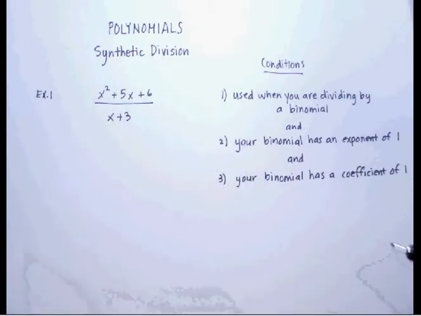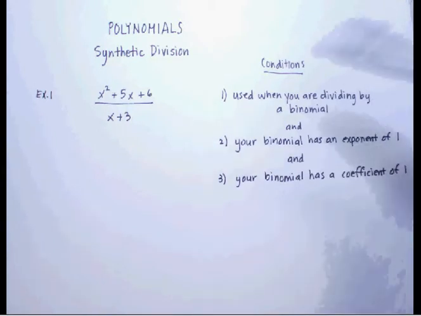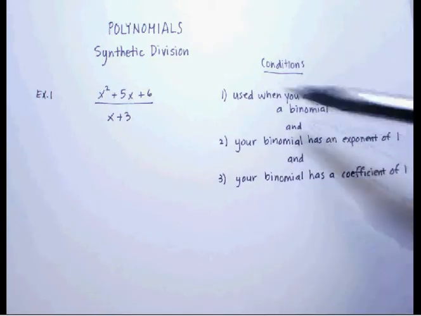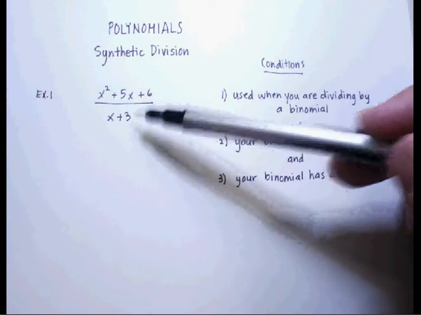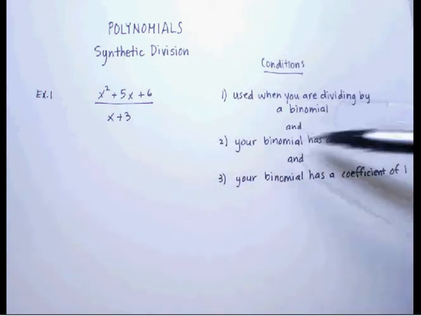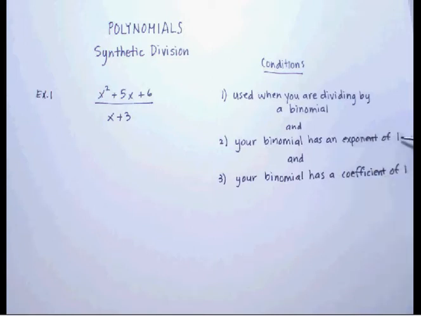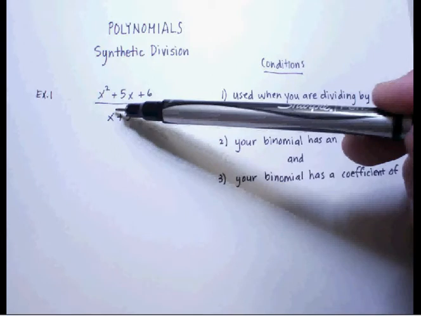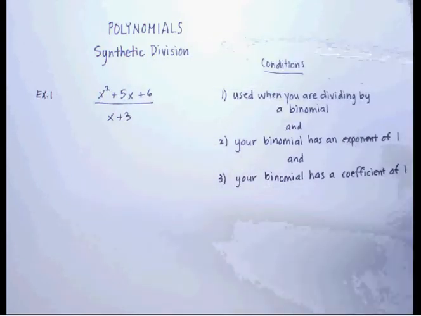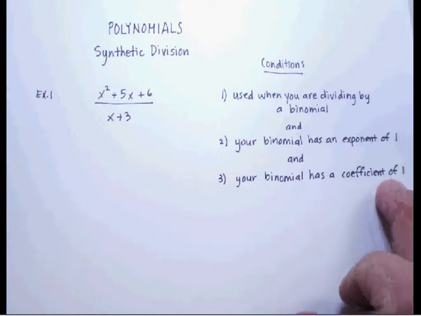Well, first of all, you have to be dividing by just a binomial, so anything else besides a binomial won't work. Your binomial has to have an exponent or a degree of 1, which again means that your exponent has to be 1, and it can't be like x squared plus 3 because that won't work either. And then finally, your binomial has to have a coefficient of 1. So in other words, the number in front of the x has to be 1.